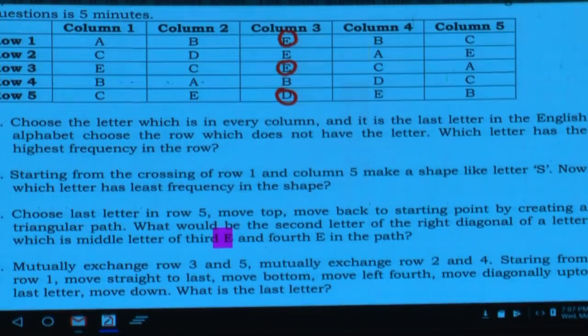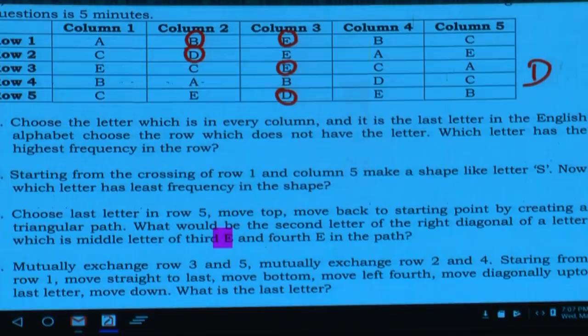And move left. Left means which left? Immediate left, that is B. And move down. Move down means, move down is D. Then what is the last letter here? Last letter is D. D is the answer. Follow here?